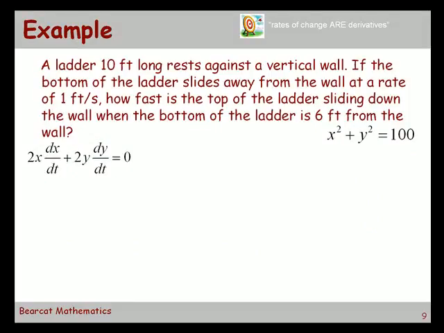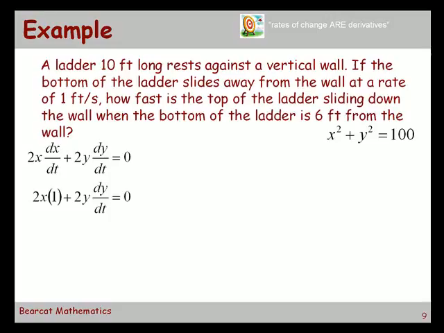So we've got 2x dx dt plus 2y dy dt equals 0. We know one of these values, we're trying to find the other one, right? dx dt was given to us to be 1. So we can replace that with a 1. And we want to know at the exact instant when the ladder's 6 feet from the wall, that's when what is 6? X. Yeah?